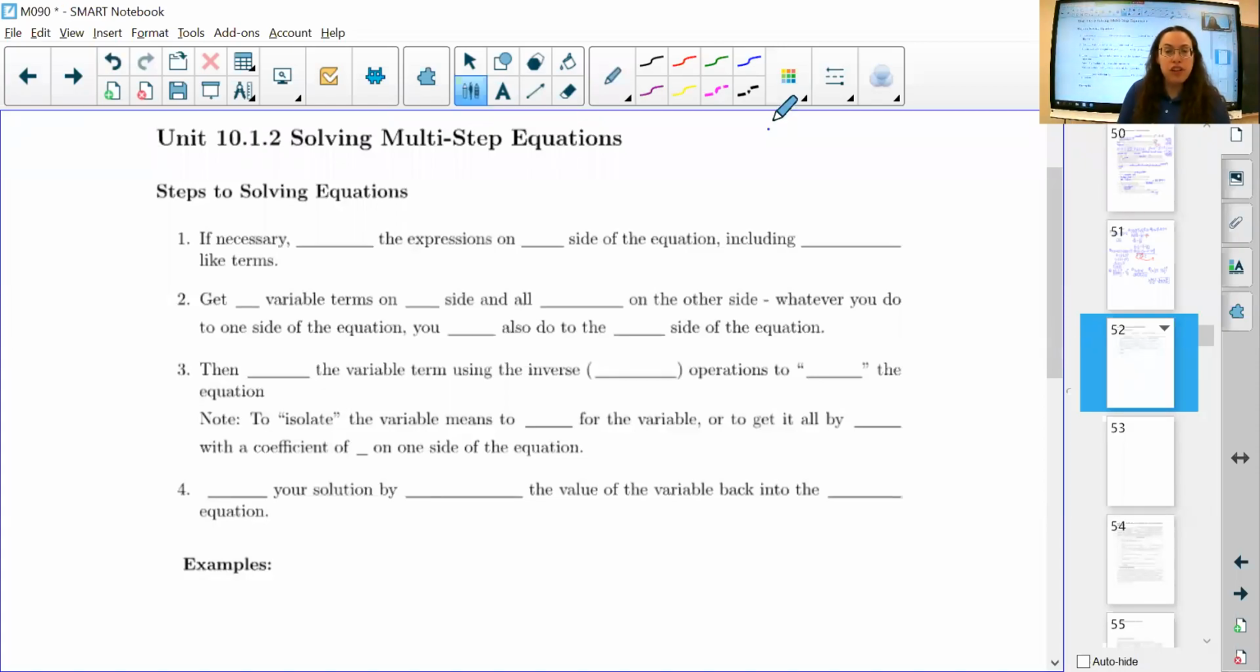Page 52, solving multi-step equations. So let's start out with an algorithm, just a set of steps to follow. The first thing we're going to do is, if we can and if we need to, we'll simplify expressions on each side of the equation. That includes combining like terms.